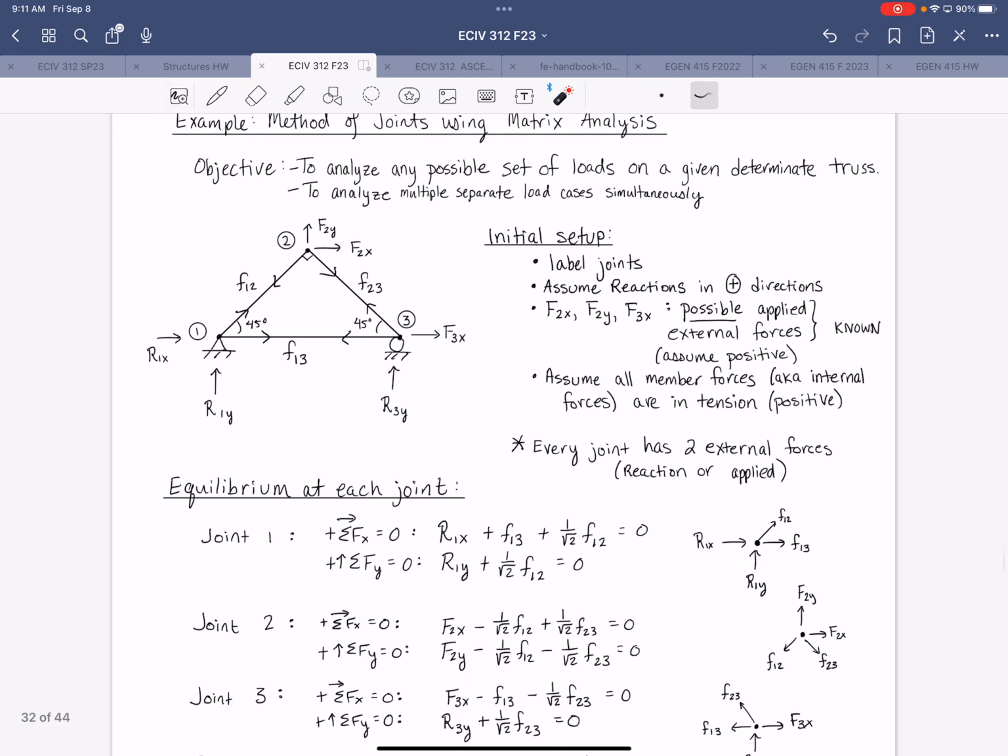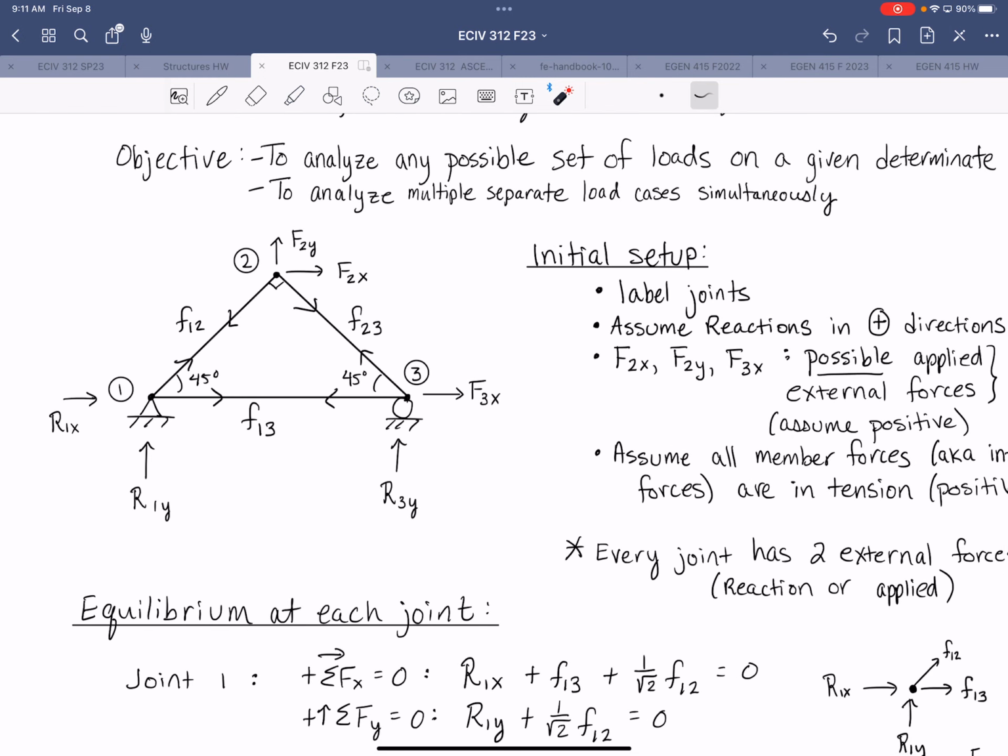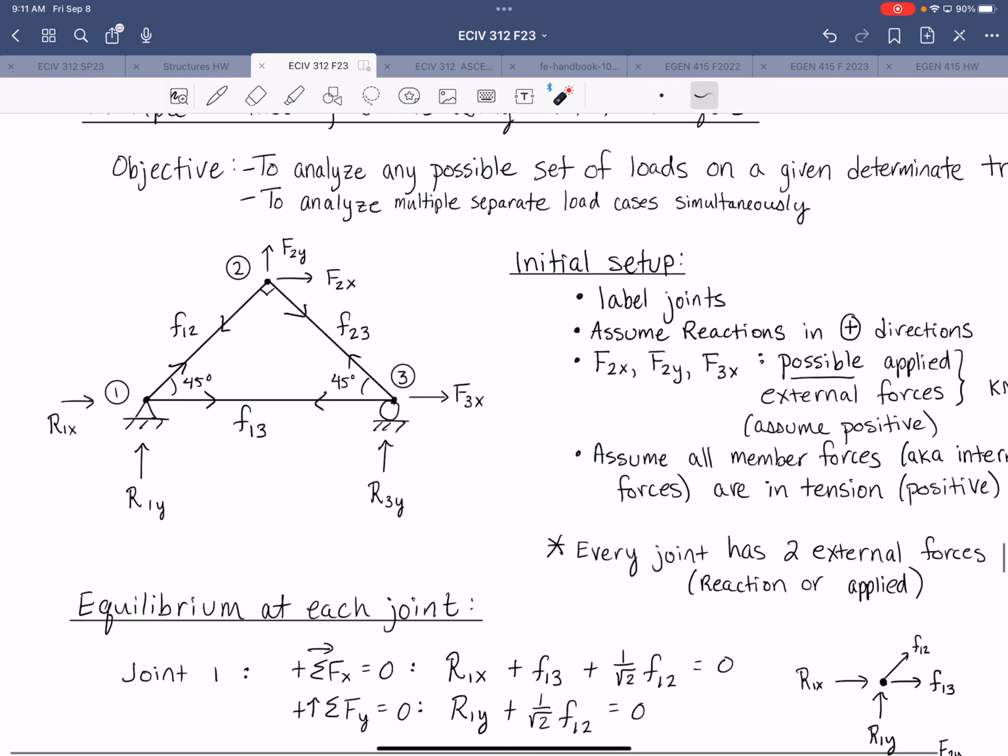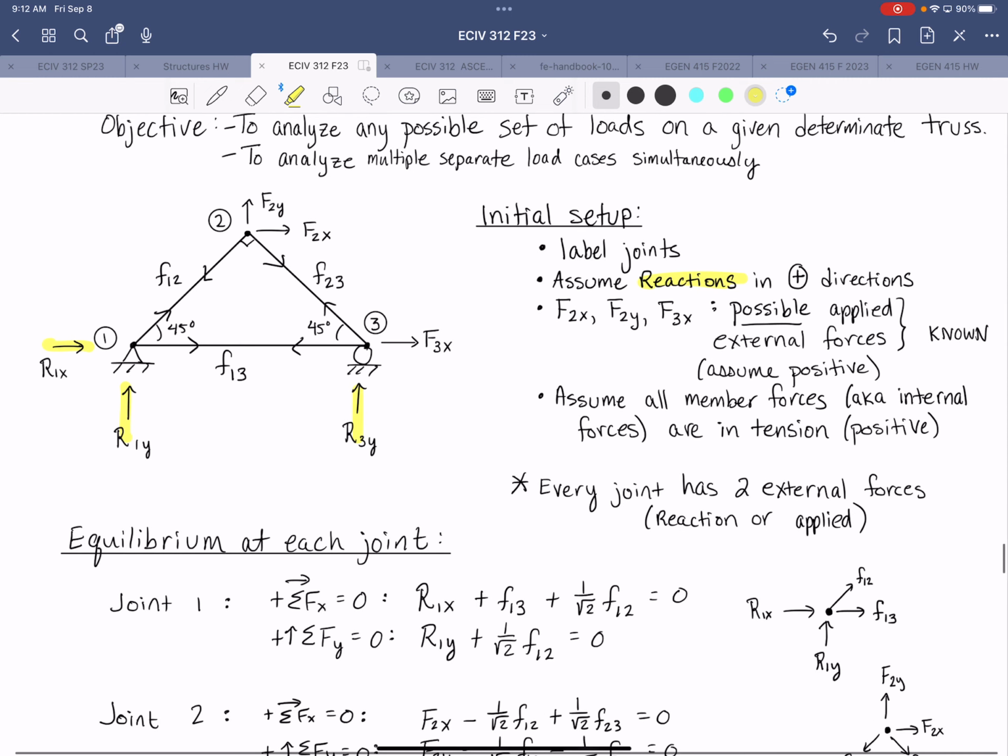So that's the point here. So the initial setup, and we're just using a very basic truss for this example, right? First, you want to label the joints if they aren't already labeled. And then you want to assume that all of the reactions are acting in the positive directions. So I'm going to highlight your reactions here, all right? So we're just going to make that assumption.